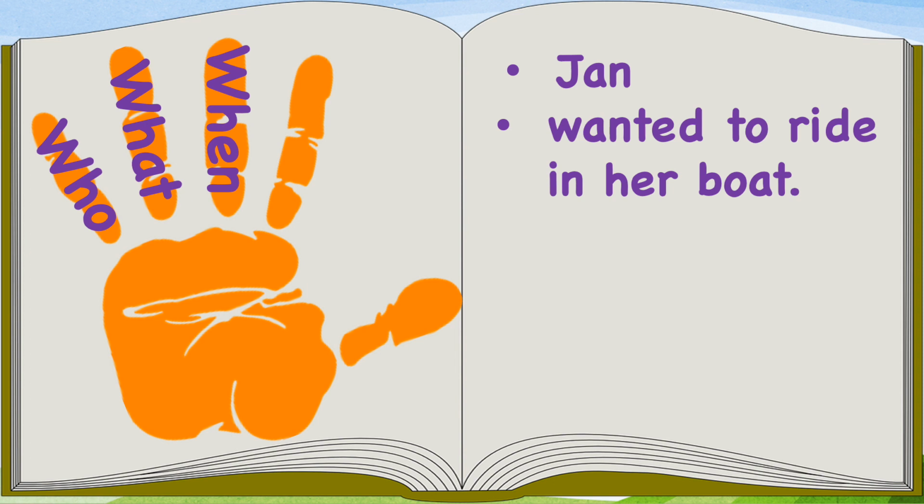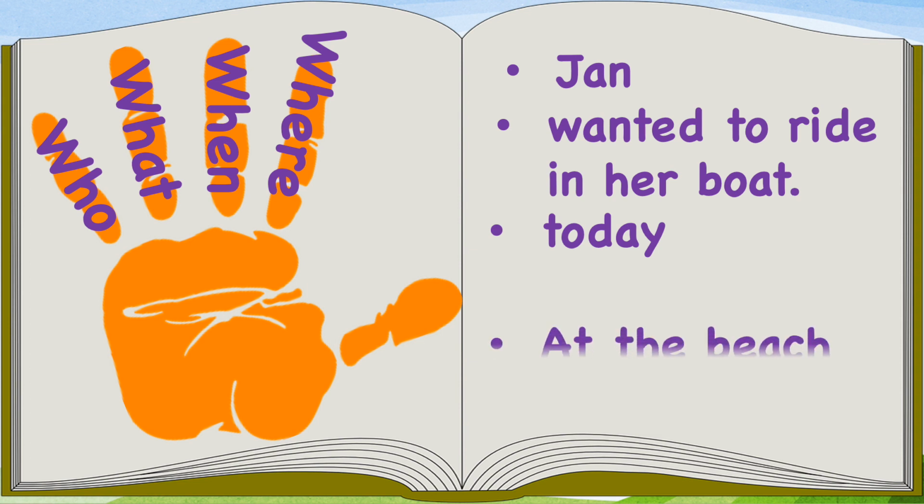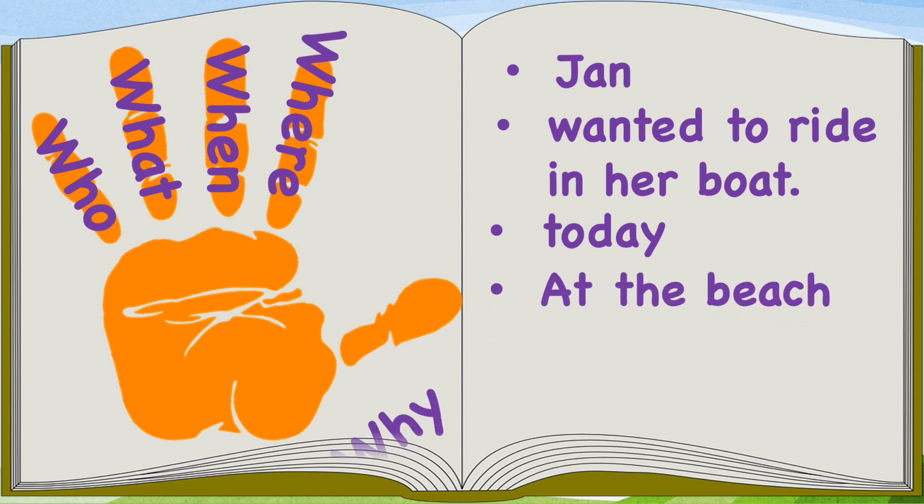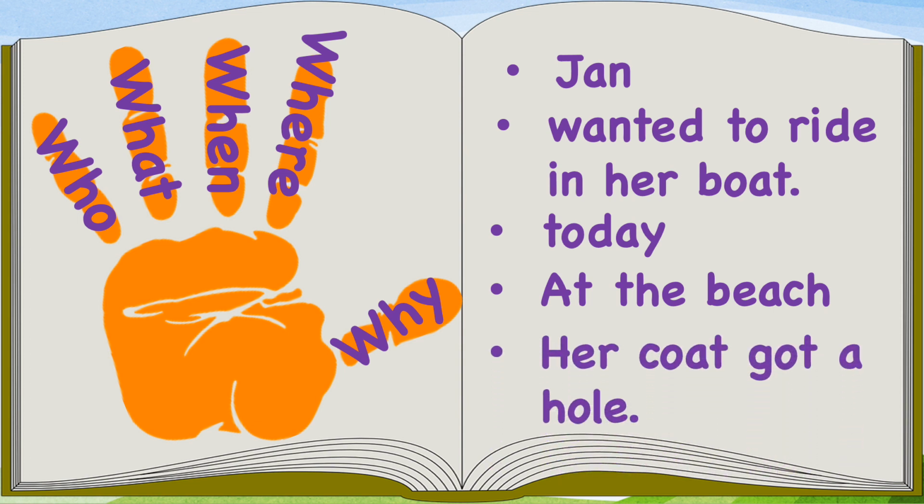When did this story take place? That's right, today. Where do you think the story took place? That's correct, at the beach. Why could Jan not go for a ride at first? Because her coat got a hole.